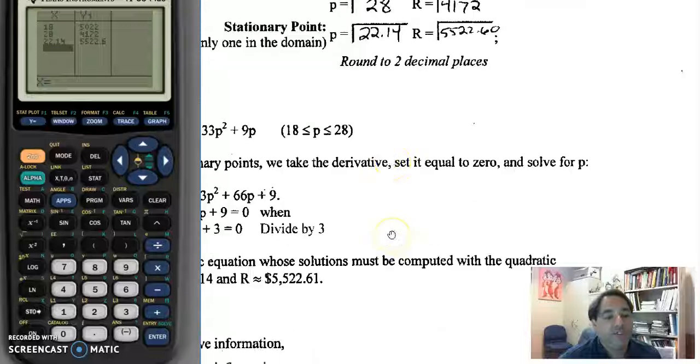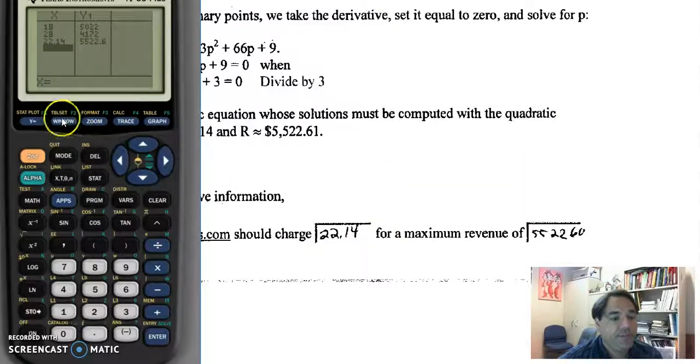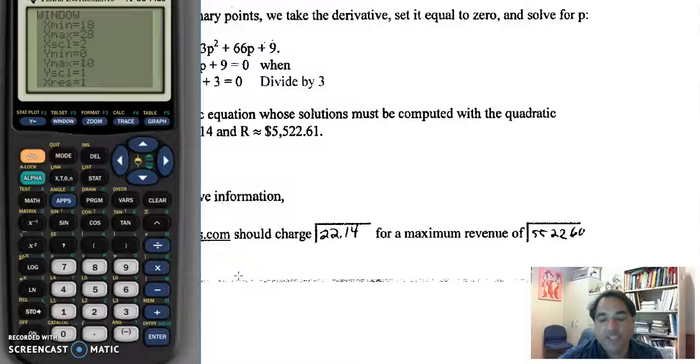Now, we can also look at this by graphing it. So remember, when I go to window, we're graphing the original. The domain, x minimum is 18, x maximum is 28. Maybe we'll count by 2's for the scale. Y is revenue, so we can put the lowest to 0. And looking at the dollar amounts, 5,522.60 is the highest, so maybe go up to 6,000. And maybe count by thousands for the Y scale. When I hit graph, you can see that the revenue goes up, but then the revenue goes down.